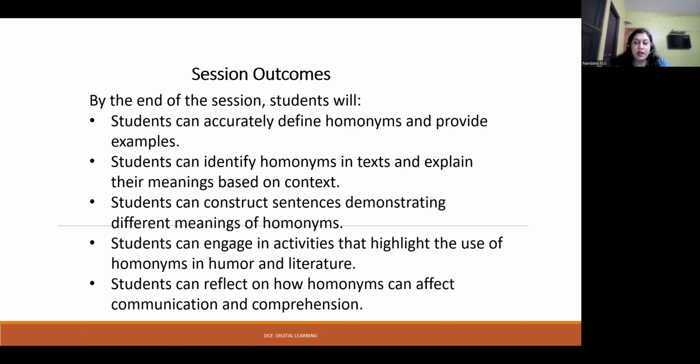Students can engage in activities that highlight the use of homonyms in humor and literature. Students can reflect on how homonyms can affect communication and comprehension. I personally feel vocabulary sessions definitely enhance the linguistic skills of the students.